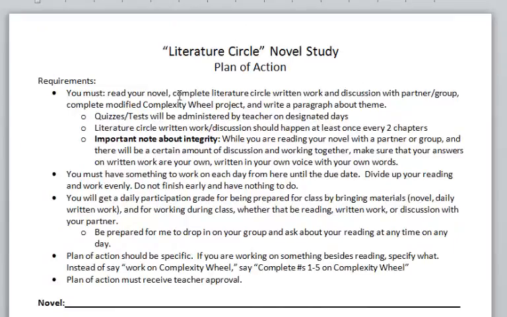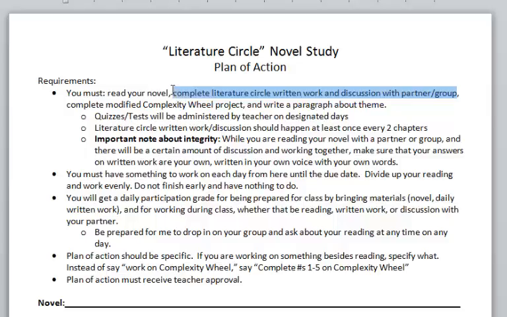Now, the next thing is to complete literature circle written work and discussion with your partner or group. Okay? First of all, let me backtrack a little bit and say that everyone is going to be paired with at least one person. Okay, so this is a group assignment, a group study of a novel. Most people are probably going to just be a part of a pair. It is possible that you could be in a group of as many as 4 people, but that would be the max, and I'm not sure yet whether that's going to happen.